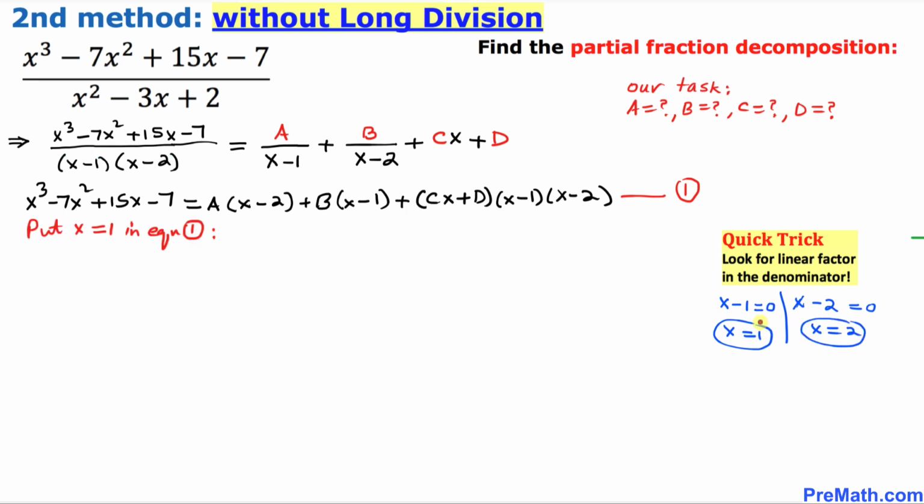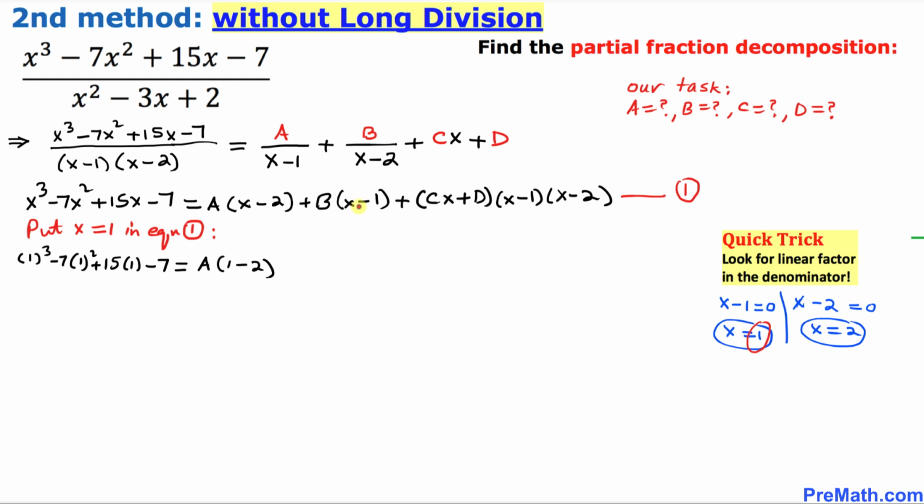Now let's focus on the x equal to 1 value. Therefore, I wrote down put x equal to 1 in this equation 1. So that means wherever we see x, we are going to replace it by 1. So this left hand side is going to become 1 to the power 3 minus 7 times 1 squared plus 15 times 1 minus 7 equal to a times 1 minus 2.